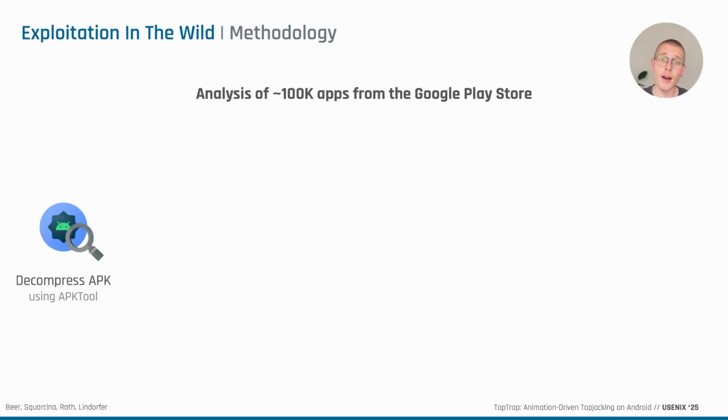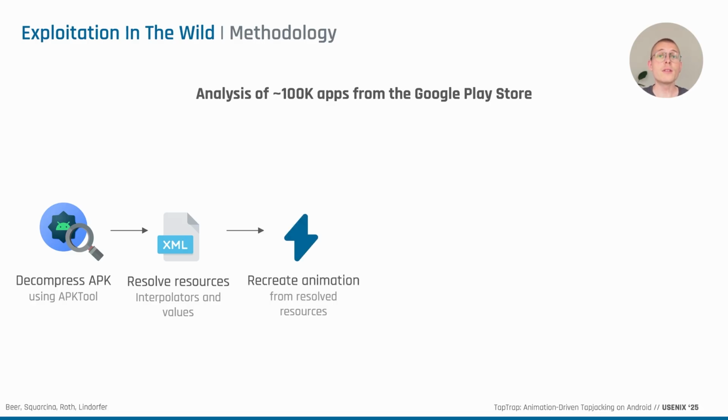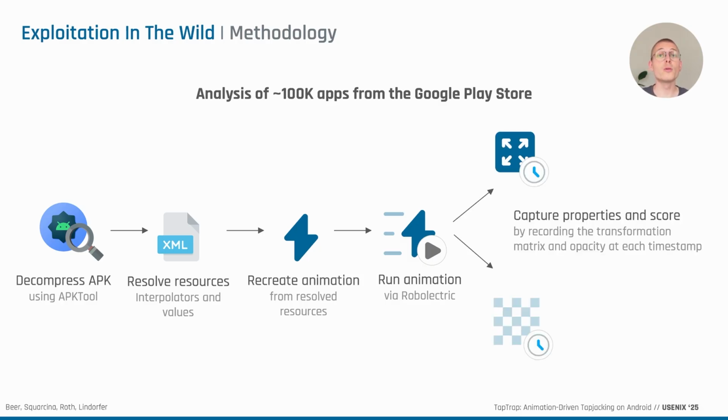So we first decompressed each APK using APK tool to get its resources, and then resolved any references that these resources have. We then recreated the animation object that Android uses to run animations based on these XML files, and then ran the animations using Robolectric, which is a testing framework. This allowed us to capture two properties of the new victim activity. First of all, the opacity, and second of all, the transformation matrix.